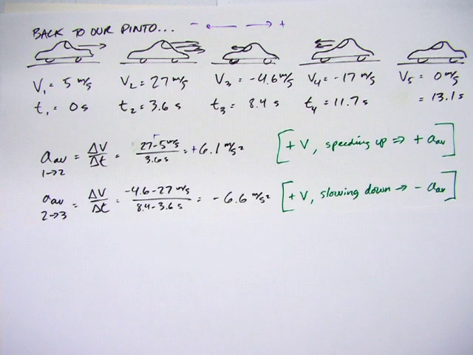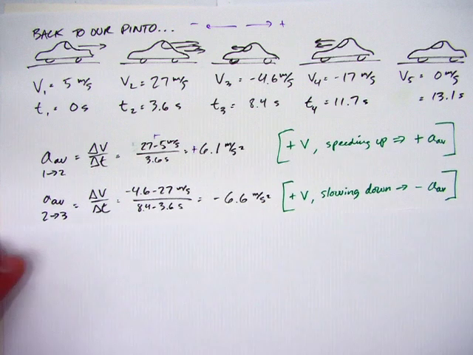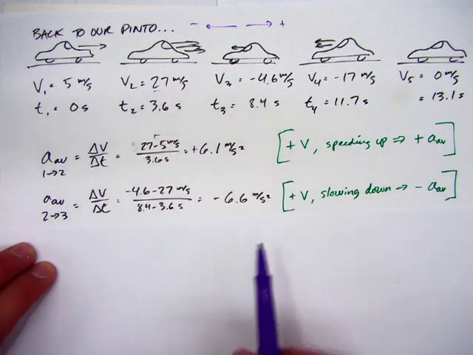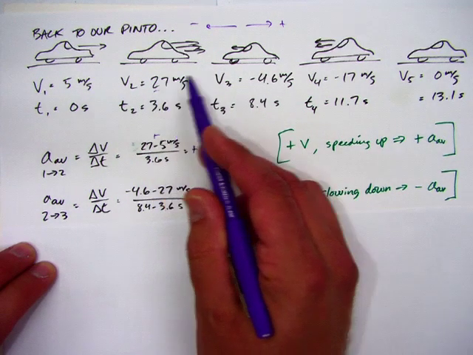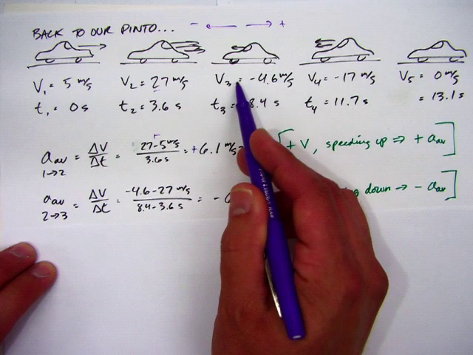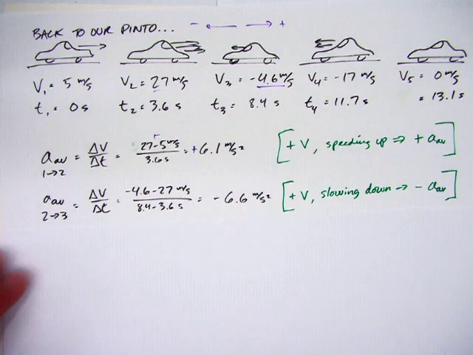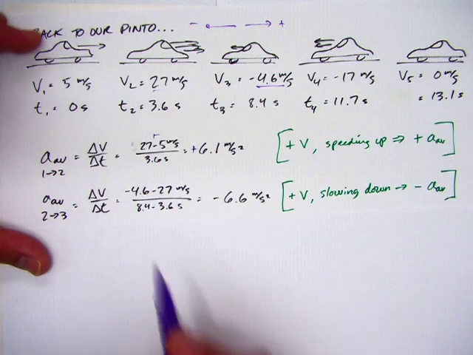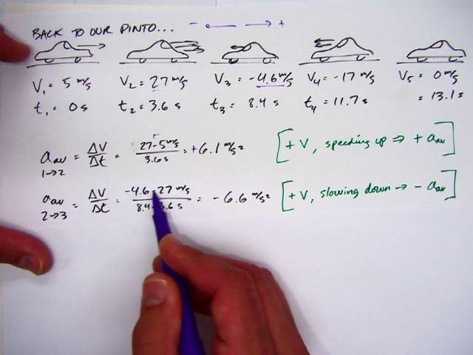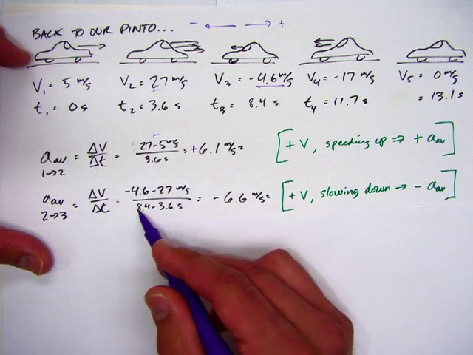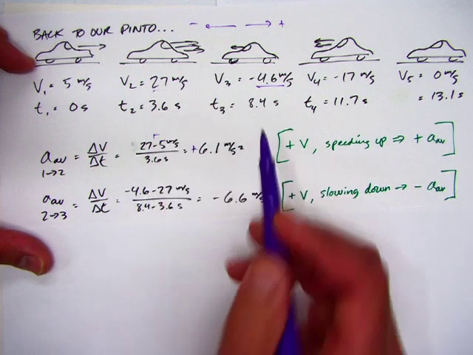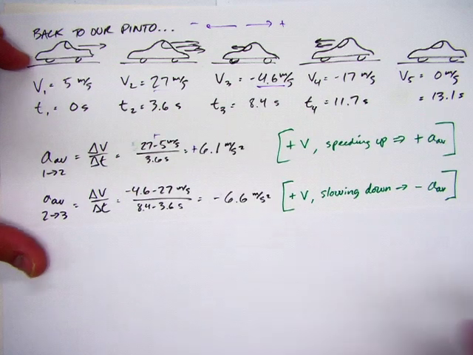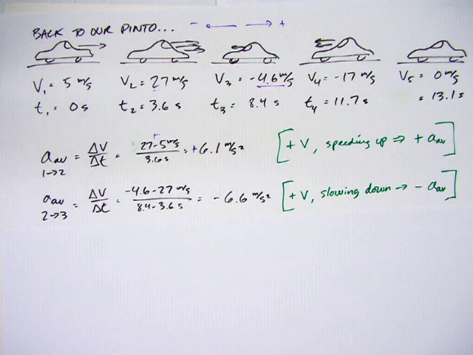Now, what happens from stage 2 to 3? In stage 2, I'm moving 27 meters per second. By stage 3, I've stopped and I start going backwards at negative 4.6 meters per second. So if I look at my delta V, negative 4.6 minus 27 over the amount of time that went by from here to here, I get a negative 6.6 meters per second squared.